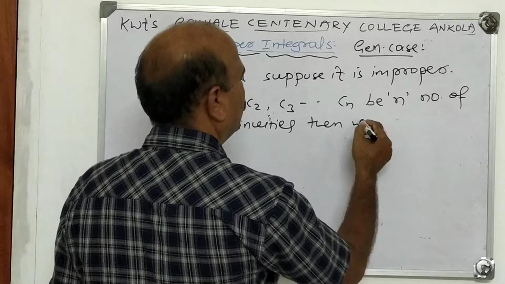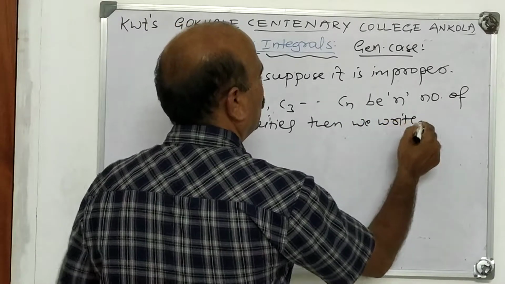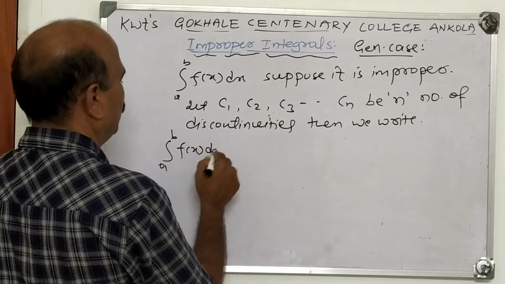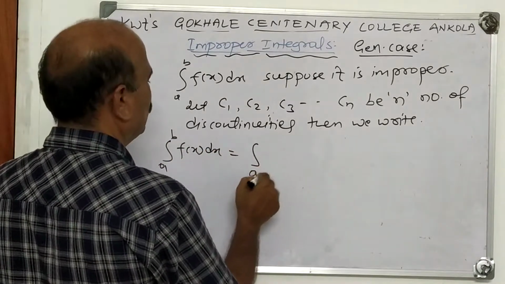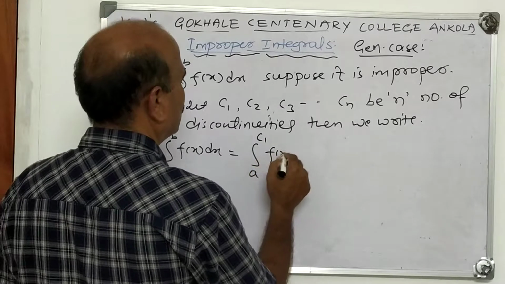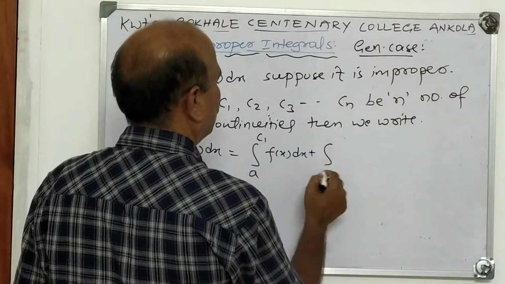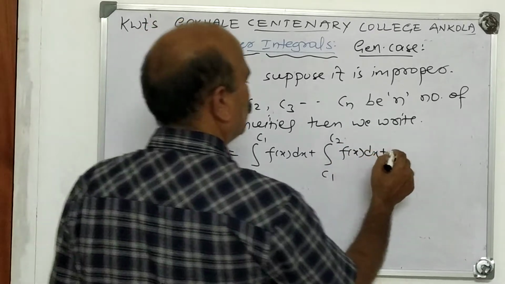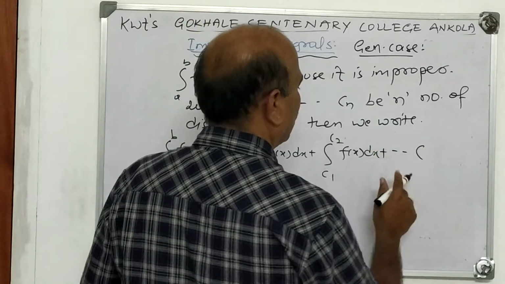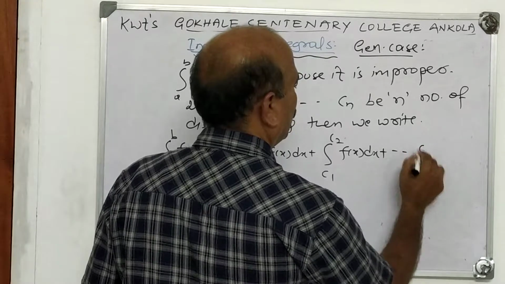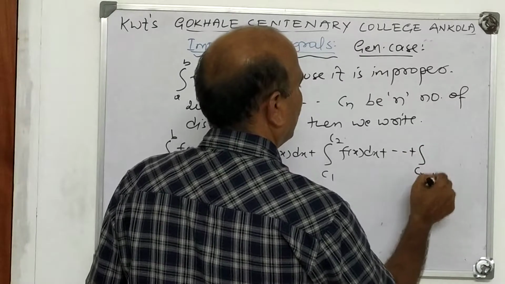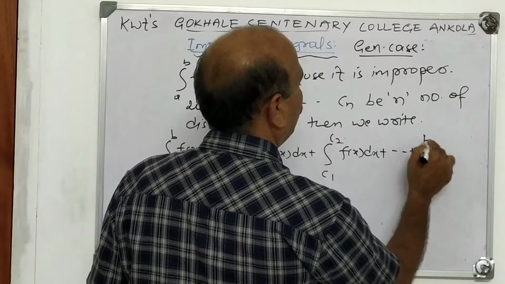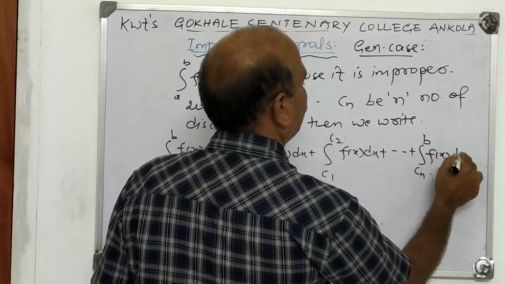We write the integral a to b f(x) dx as the integral a to c1 f(x) dx plus c1 to c2 f(x) dx plus so on, up to the integral cn to b f(x) dx.